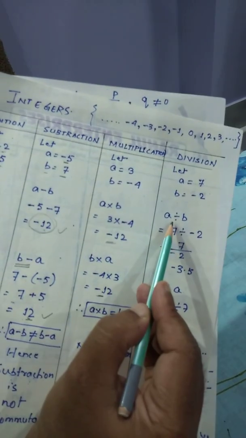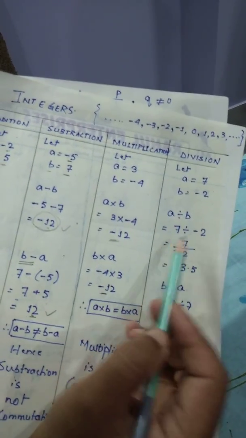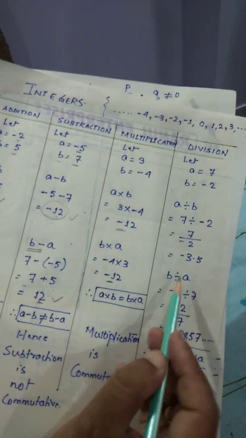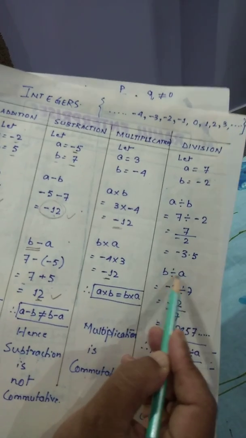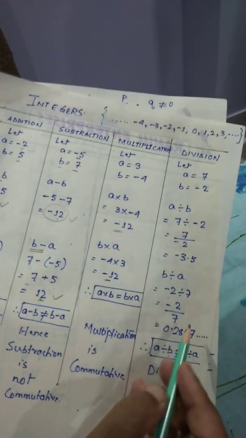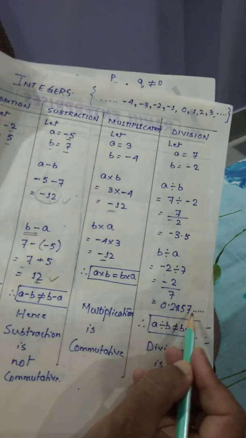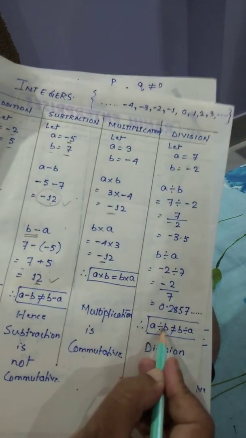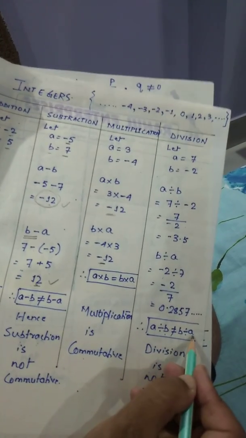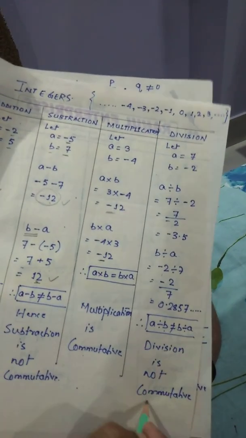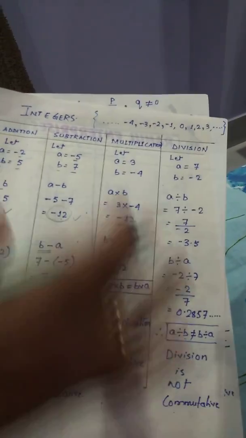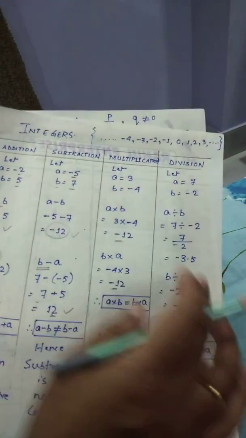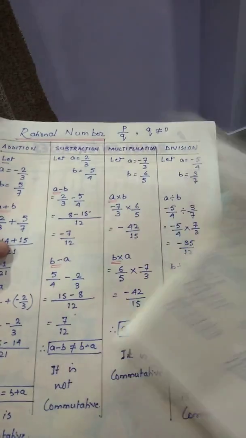According to the first operation, A divided by B, what will be the answer? 7 divided by minus 2 is minus 3.5. When we change the order, that is B divided by A, that is minus 2 divided by 7, what we get as the answer? 0.2857. So you see, we are not getting the similar answer. So we'll say A divided by B is not equals to B divided by A. That is, division is not commutative. So what we have observed, that for integers, addition and multiplication is commutative and subtraction and division is not commutative.